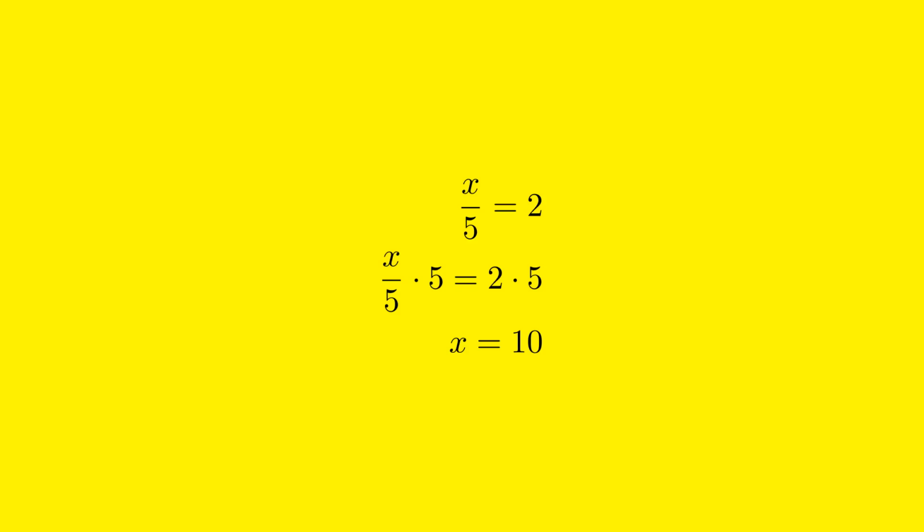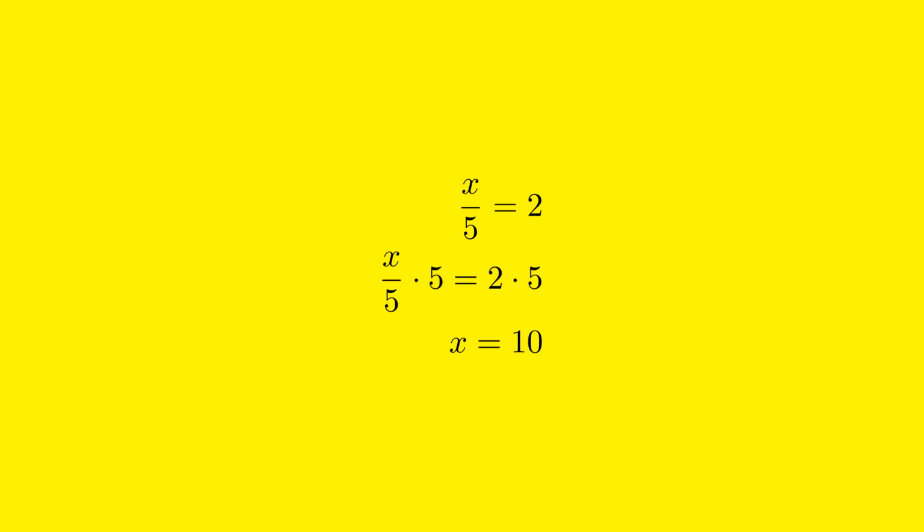Step 2. Now that we have the simplified equation, x divided by 5 equals 2, our next goal is to solve for the variable x. To isolate x, we need to undo the division by 5. We can do this by performing the inverse operation of division, which is multiplication. So we multiply both sides of the equation by 5. This keeps the equation balanced. Let's see how this action changes the equation.